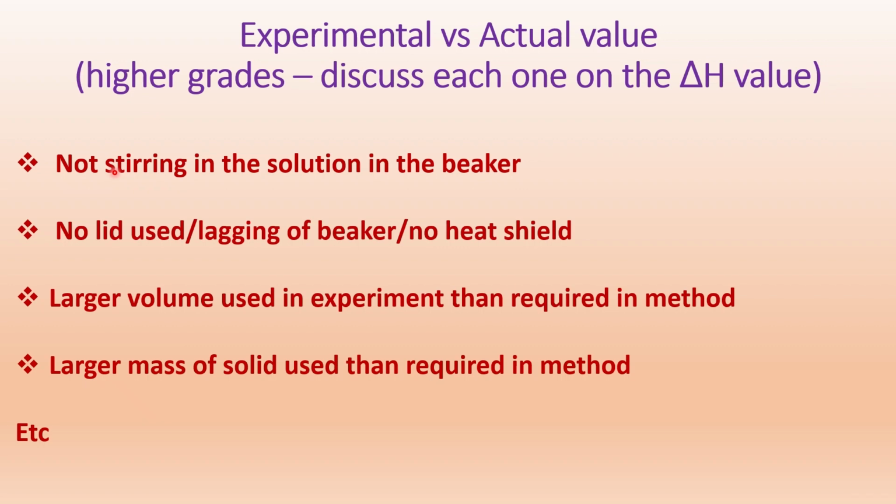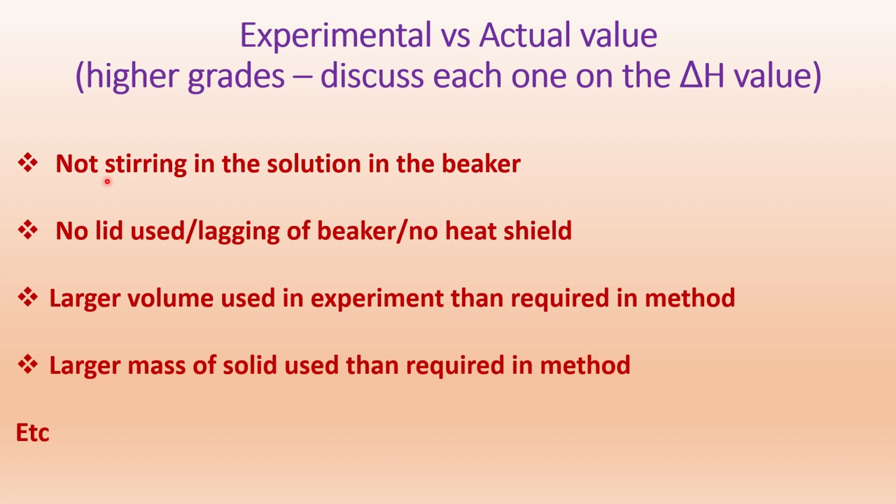Lid, lagging, and heat shields to avoid heat loss to the surroundings. So the answer we get for number two is usually a lower answer because we do get heat loss even after doing all this. But if you don't stir, it can lead to a higher value or a lower value depending on where your thermometer is. If it's closer to the bottom, you'll get a higher value. If it's to the top where there's less heat spread, maybe you can get a lower value.